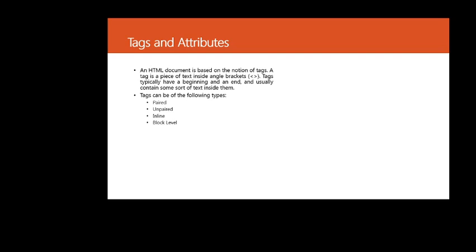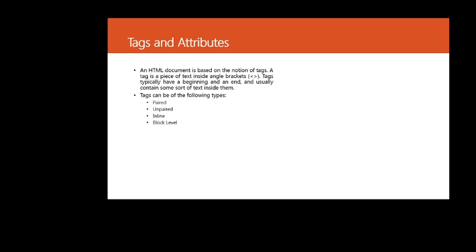Now, all the tags can be broadly classified into the following types. They can be paired or unpaired. Paired means we will have a starting tag, and that tag must be closed. And unpaired tags are those which need not be closed. So we'll see which tags can be defined as paired, and we will also see examples of unpaired tags as well. Then the tags can be inline or block level.